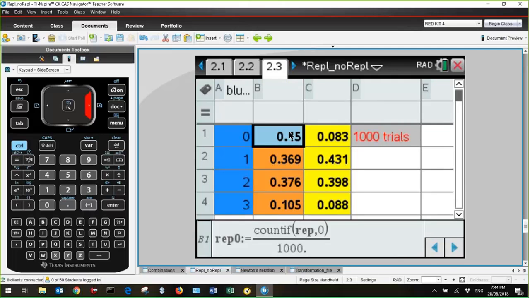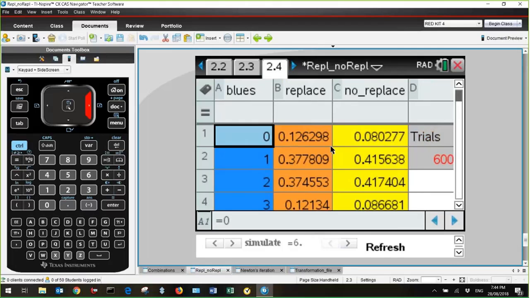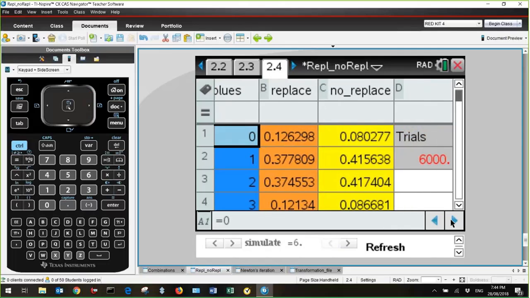Okay, so because I hit that 1,000 trials 6 times, I've now got a total of 6,000 trials, and we can see the proportion. So it's about 1.3 with replacement for 0 and for 3 blues, and about 0.38 for 1 or 2 blues. And we can see that the proportions are different with and without replacement. Okay, I'm not going to say too much more about that because you can have a look at that file yourself.